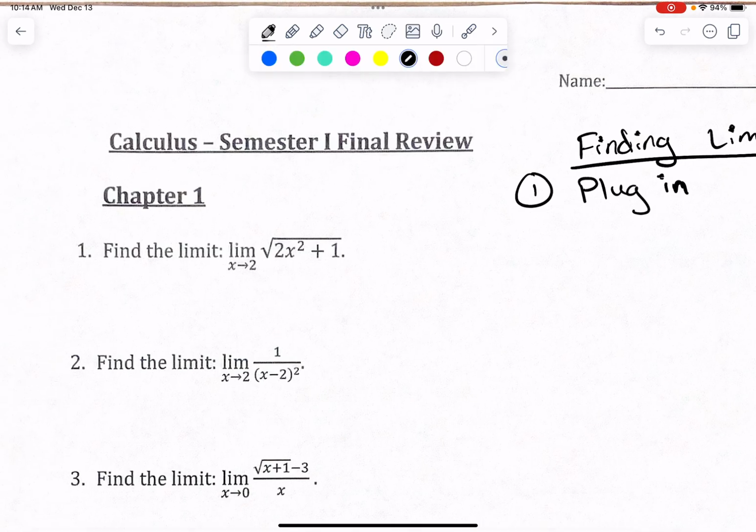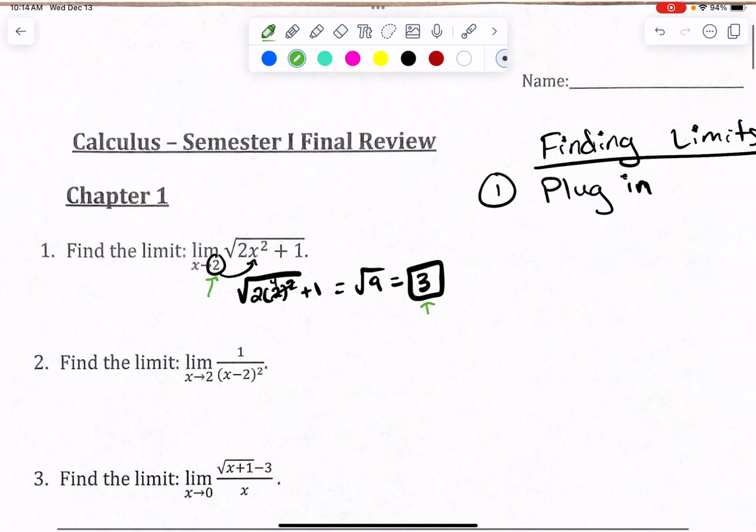So number one, I'm finding the limit as x goes to 2, and I'm going to first just try to plug in 2. That would be the square root of 2 times 2 squared plus 1. 2 squared is 4, 4 times 2 is 8, 8 plus 1 is 9, so this is the square root of 9, which is 3. It is not plus and minus 3 because the square root was already there. So basically what this is saying is that at a value of 2, the y-coordinate is 3. That's what the limit is saying, okay? And there's not even a hole there. It actually does have a value at 2. So that's how that one works out.